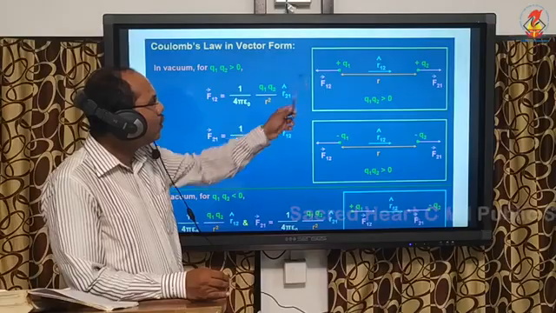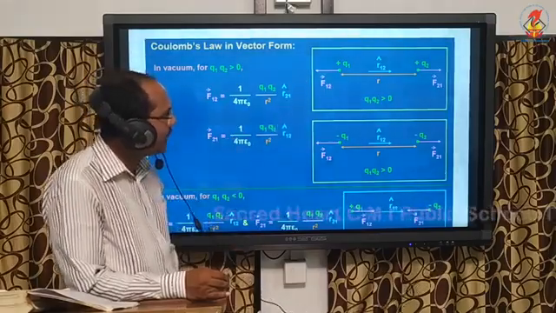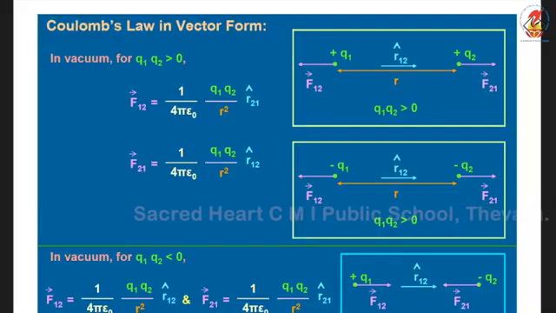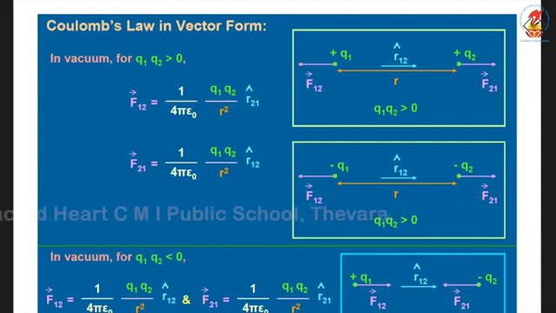You can look into the first equation, first diagram. In the first diagram, q1 and q2 are positive charges, and the distance between them is written as r. q1 q2 greater than 0, which means two charges are positive, so their product will be greater than 0. Now F12, in the figure you can see F12 marked, that is the force on charge 1 due to charge 2.